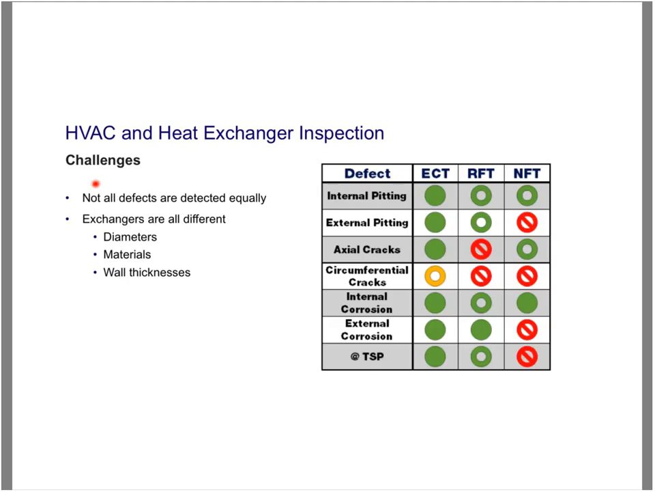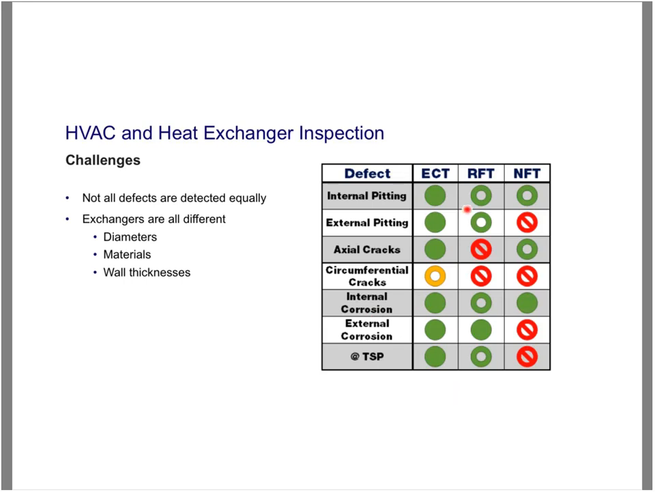Also, other challenges is that not all defects are detected equally. So here we have the different types of technologies that this new kit can do. So we have eddy current, remote field, and near field. And we have the types of defects, so internal pitting, external pitting, et cetera. So here, for eddy current, internal pitting, we can see that it works perfectly. We'll find it all the time. External pitting, same thing. Axial cracks, yes. Circumferential cracking, it's a yes and a no. That will depend on the probe that we use. I'll show you that later. Internal corrosion, external corrosion, and supports, we can find it really well.